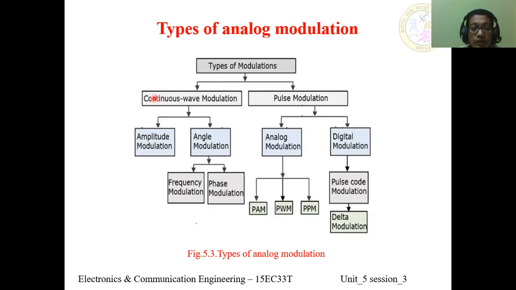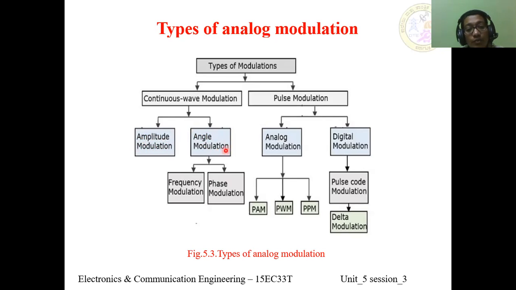Continuous wave means there will be a sinusoidal signal that we use for the modulation process. In pulse modulation, we use a carrier with different pulses, with a different height, a different position, and a different width. In continuous wave, as we know, there are characteristics: amplitude and angle. If you vary the amplitude of the carrier in accordance with the instantaneous value of the message signal, then it is called amplitude modulation.